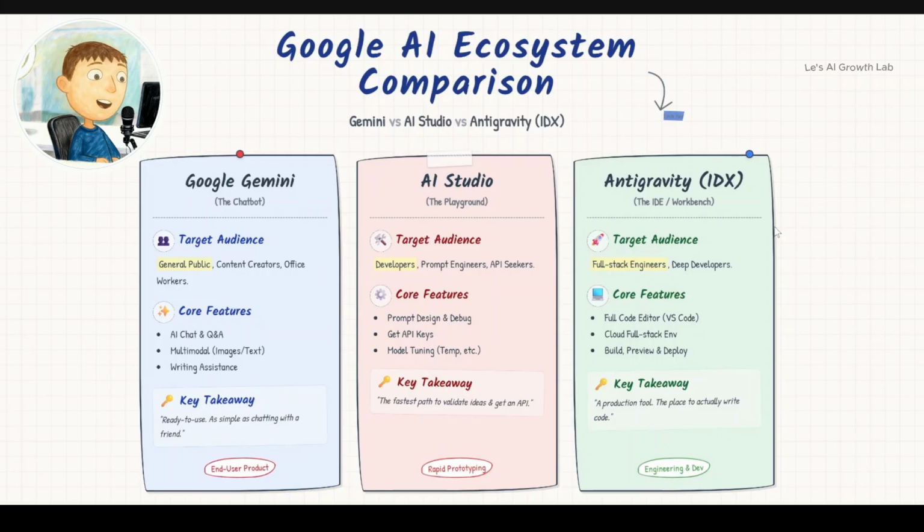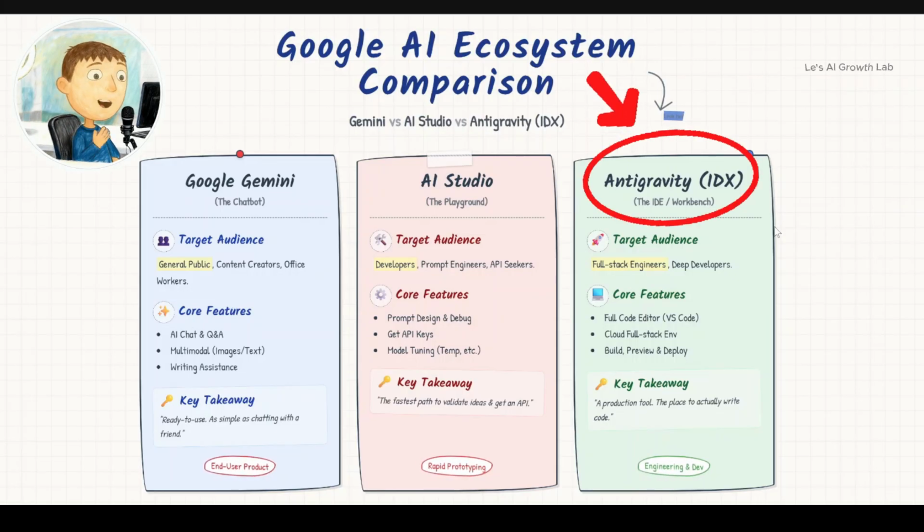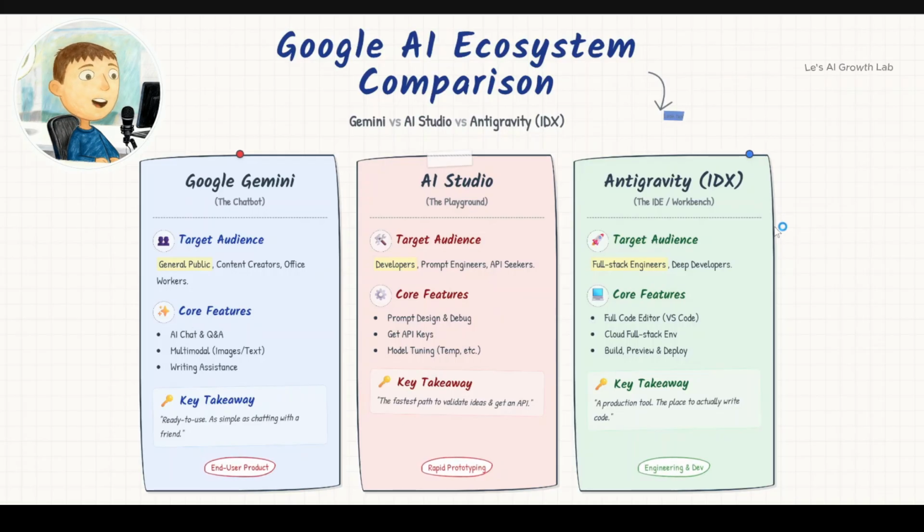And finally, that green box on the right, anti-gravity or IDX. Now this is where the real work happens. It's a full-on workshop. Think of it as Google's cloud-based VS Code environment. If you are building a full production-ready app from scratch, doing full-stack dev, previewing, and deploying, this is your tool. It's the professional workhorse.